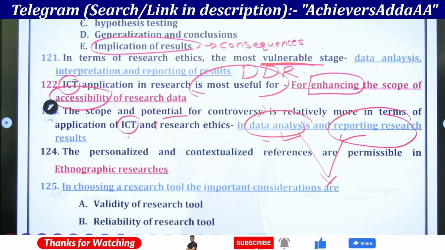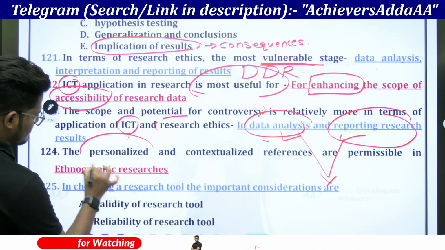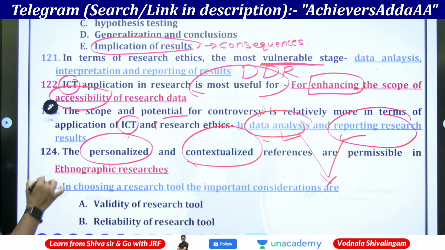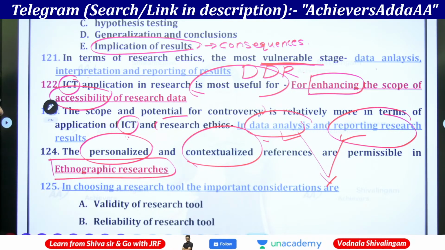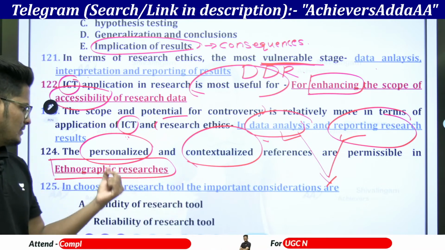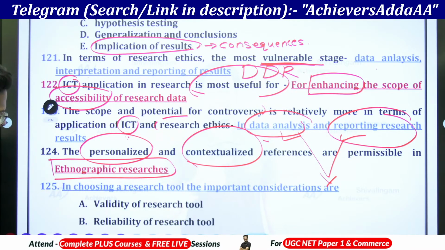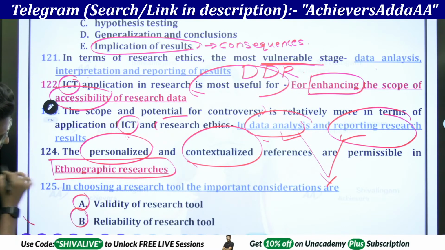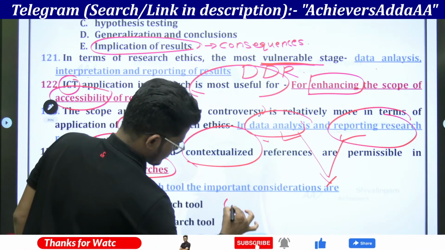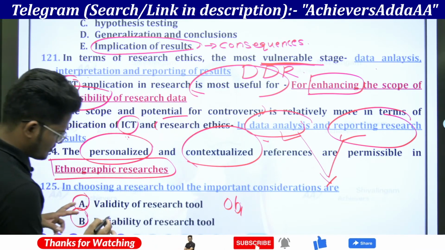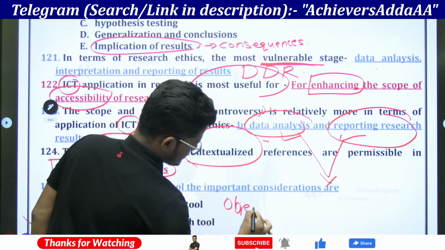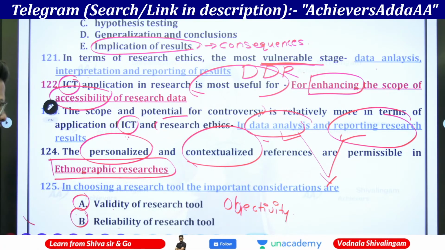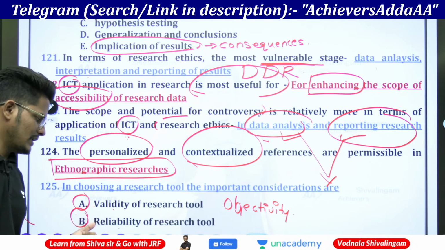Correct. Next, personalized means flexible. Contextualized references are permissible in ethnographic researches. So personalized, contextualized as per the requirement of the study in ethnographic research, which is a qualitative study. And in choosing a research tool, important considerations are validity as well as reliability, both. If it is there in the options, first priority should be validity, second priority reliability. Objectivity also will be there. Sometimes accuracy also, sometimes specificity also. So various characteristics are there, but the most important are validity and reliability.